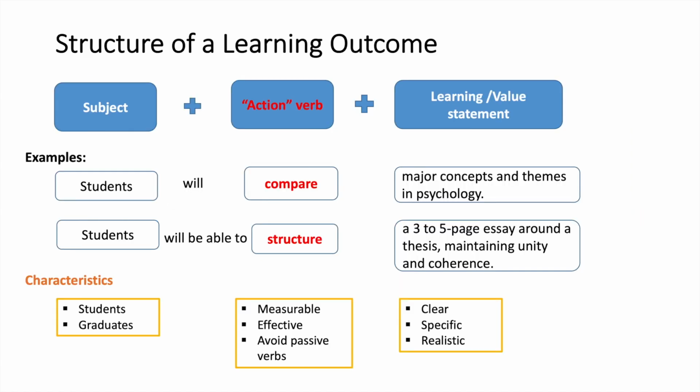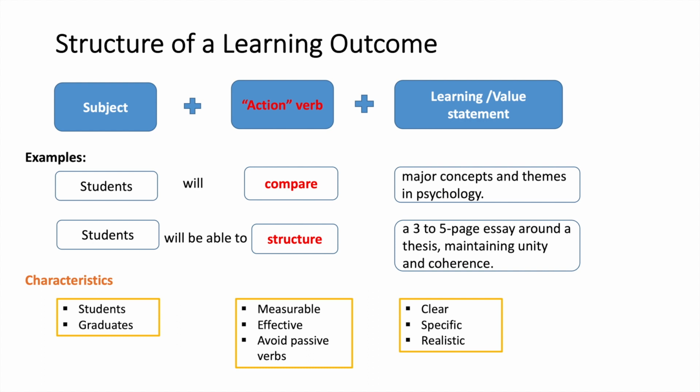A learning outcome is composed of 3 major parts: the subject, an action verb, and the learning value statement. The subject should always be students, since our education is student-centered. You can also substitute students with graduates from a specific major. The action verb is the key of a learning outcome. It offers clues for selecting assessment measures. It has to be measurable and effective.